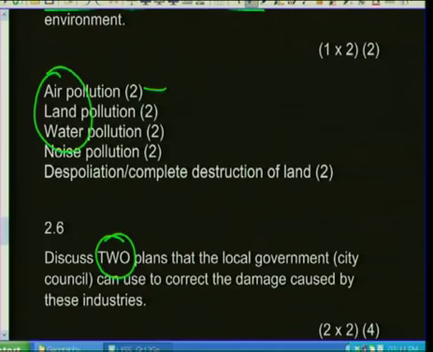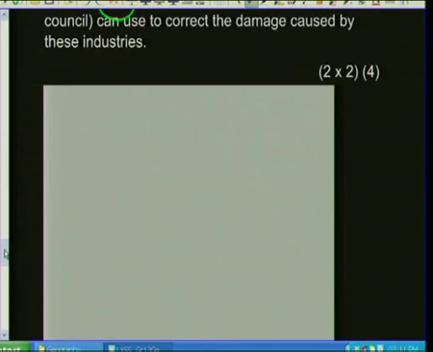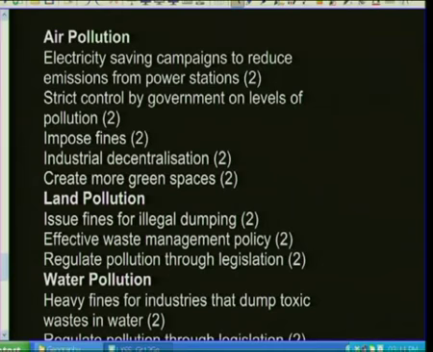And in terms of the destruction of the land, after they've used the area, they're going to need to put it back to, or restore it to, its original condition. So we're talking about things like planting trees, putting in green belts, putting in parks and recreational areas. There's a whole bunch of things that we can look at here.